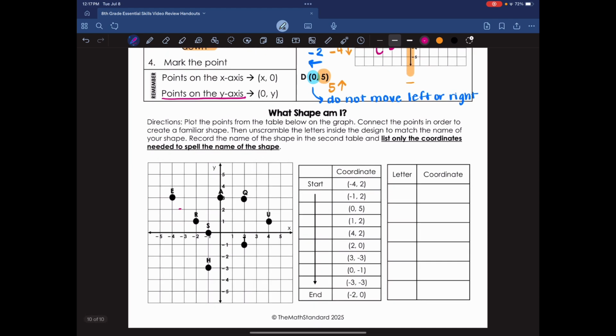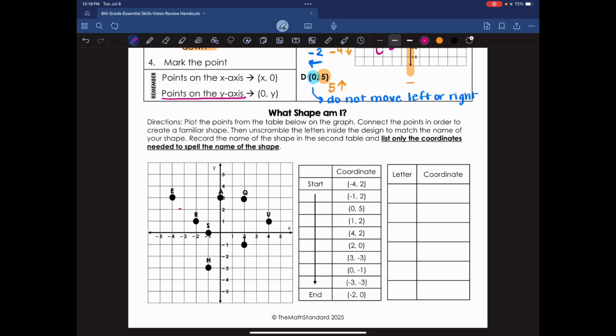Let's take a look down below at your practice. What shape am I? Plot the points from the table below on the graph. Connect the points in order to create a familiar shape, then unscramble the letters inside the design to match the name of your shape. Record the name of the shape in the second table and list only the coordinates needed to spell the name of the shape. So that last part, what it's telling you is you have all these spaces here. If you don't need all 6 spaces, don't use all 6 spaces. Okay?